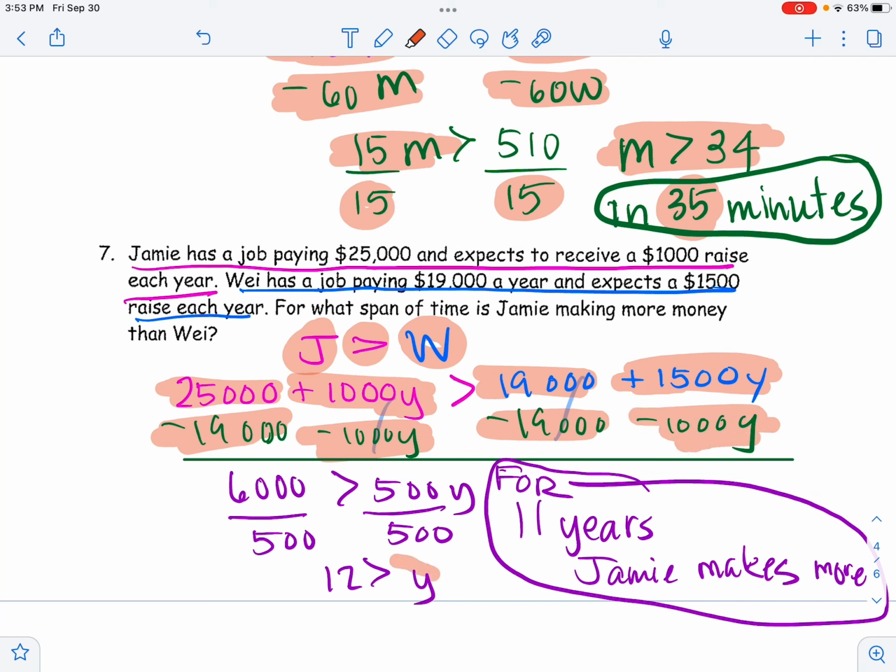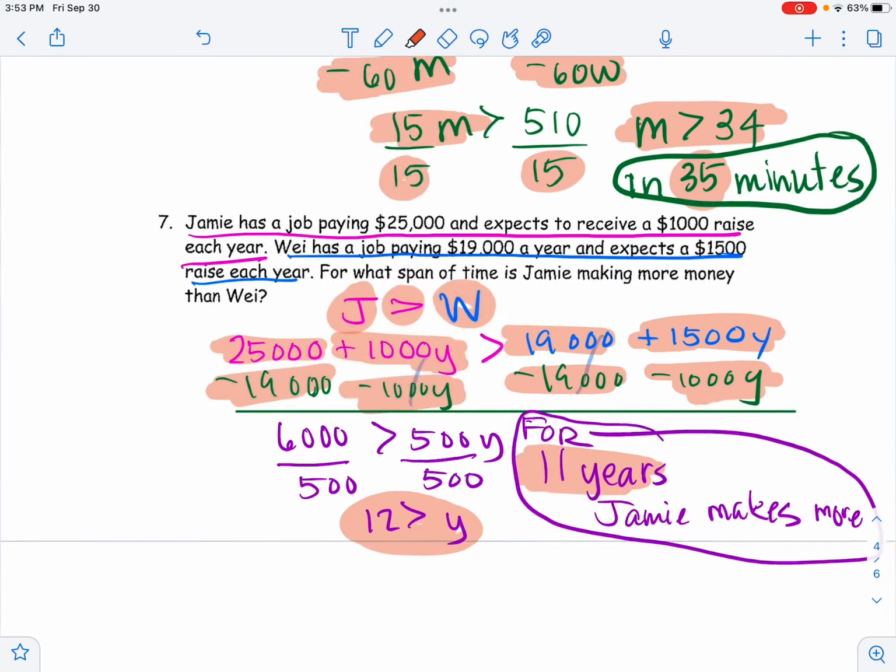we finally get down to the years are less than 12, right? So up until 12, Jamie's in the lead, right? So for 11 years, Jamie makes more than Willow. But in that 11th year, in that 12th year, that's where it all changes and she takes the lead.